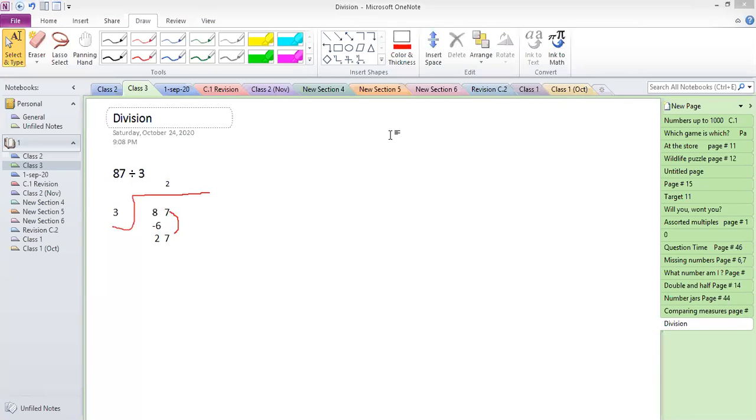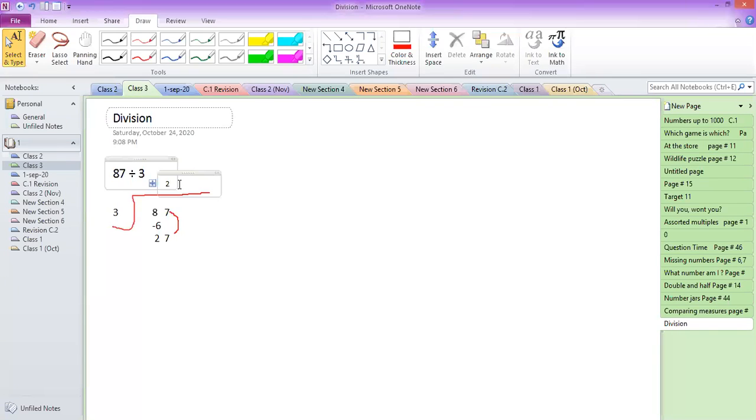3 multiplied by 1, 3. 3 multiplied by 2, 6. 3 multiplied by 3, 9. 3 multiplied by 4, 12. 3 multiplied by 5, 15. 3 multiplied by 6, 18. 3 multiplied by 7, 21. 3 multiplied by 8, 24. And 3 multiplied by 9 equals 27. So you will add 9 here and you will write down also 27.